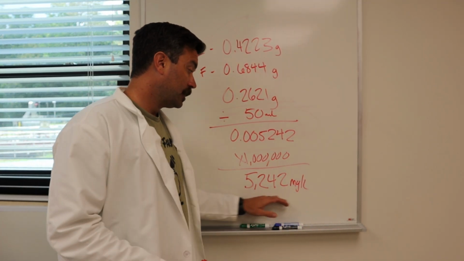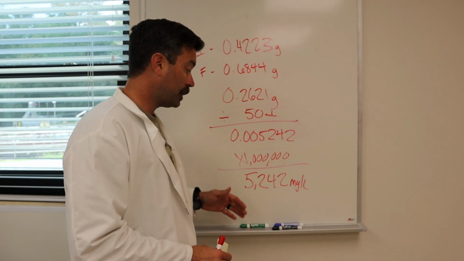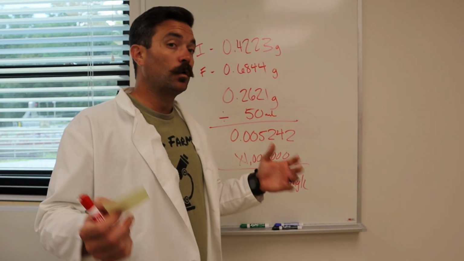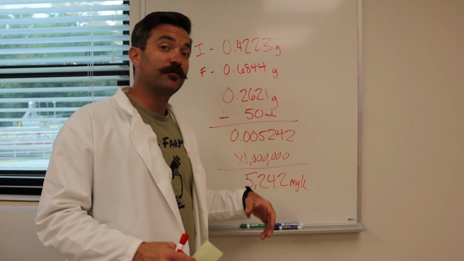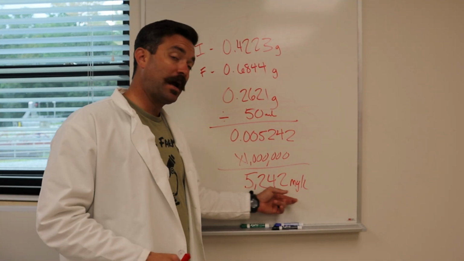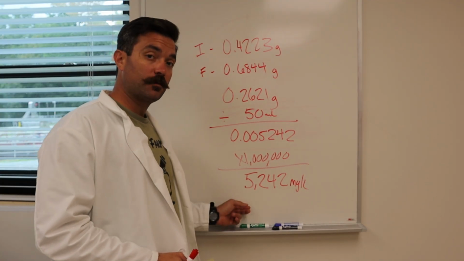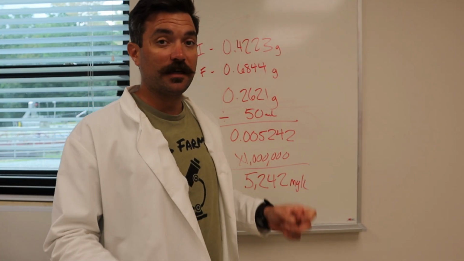This number is going to be able to move, and the way you move that number as an operator, let's say I wanted to keep my mixed liquor at a 4,500. Well, if this is what my mixed liquor number is, I now have to waste, because this is telling me the amount of solids in my mixed liquor is this high. So I need to waste more in order to lower this number and keep it within the range that I want to keep it in.